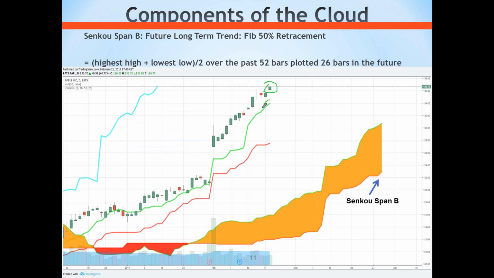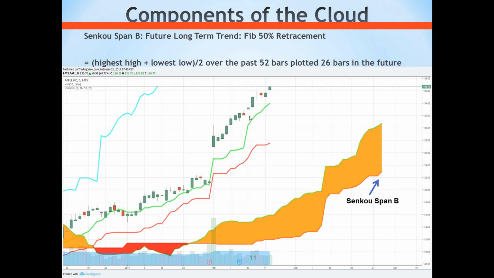So rather than plotting it directly below where we're currently trading or above whatever it might happen to be, we plot that 26 bars into the future. So this point right here is 26 bars offset from where we currently are. Does that make sense? So on the daily bar, it's 26 days into the future. On the 5-minute bar, it would be 26 5-minute bars into the future. On the 4-hour bar, 26 4-hour bars, and so on and so forth, right? Okay, cool.